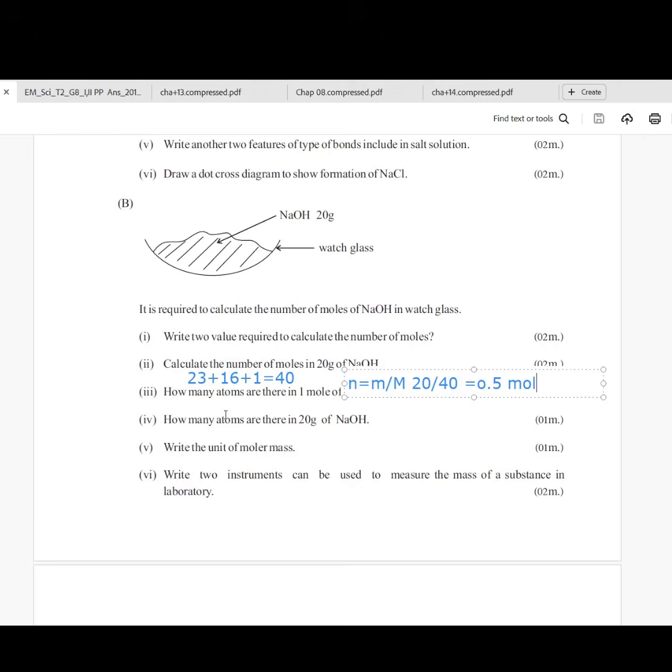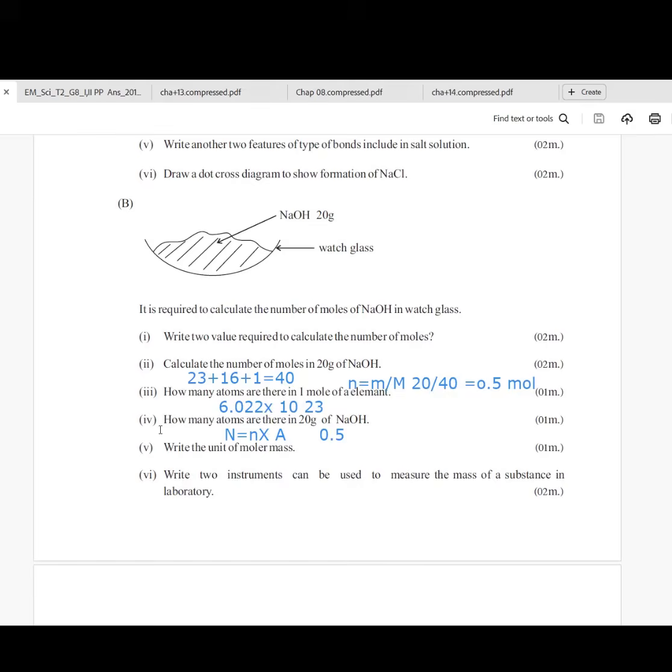How many atoms are there in 1 mole of an element? 1 mole of any element contains Avogadro number of atoms, 6.022 into 10 to the power 23 number of atoms.